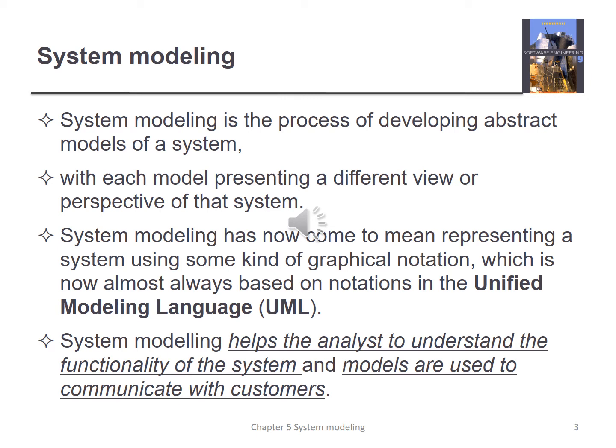System modeling has now come to mean representing a system using some kind of graphical notation. So of course, we are going to create a model using a graphical notation, which is almost always based on the notation of UML, the Unified Modeling Language. System modeling helps the analyst to understand the functionality of the system, and models are used to communicate with the customer. So we have to understand the functionality of the system. When we understand that, we can easily build the model to fulfill our knowledge about the system.